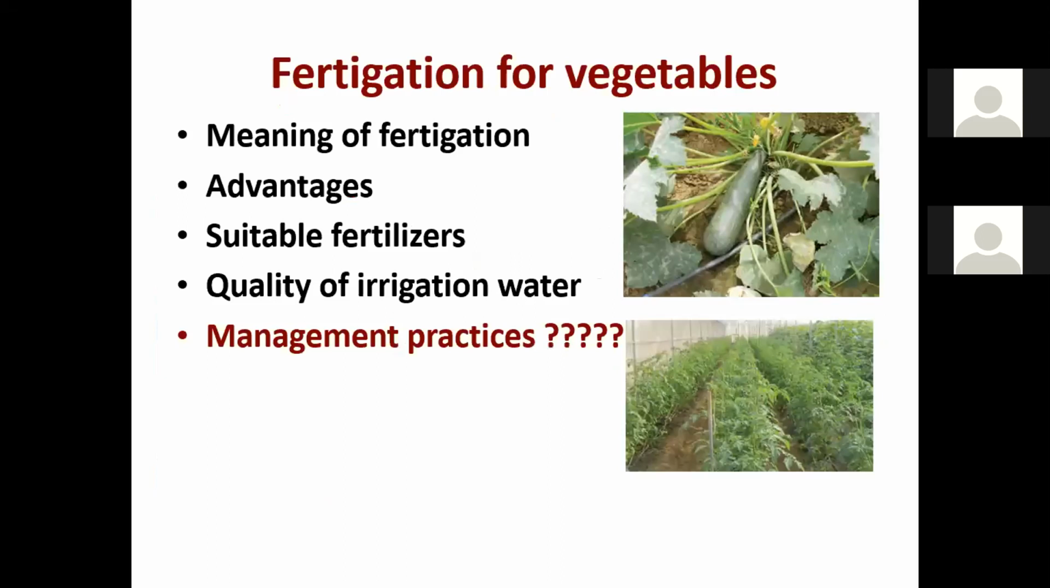Another is fertigation. Under this, we can save moisture and water if we use water and fertilizer through fertigation or drip irrigation. So here it has many advantages.